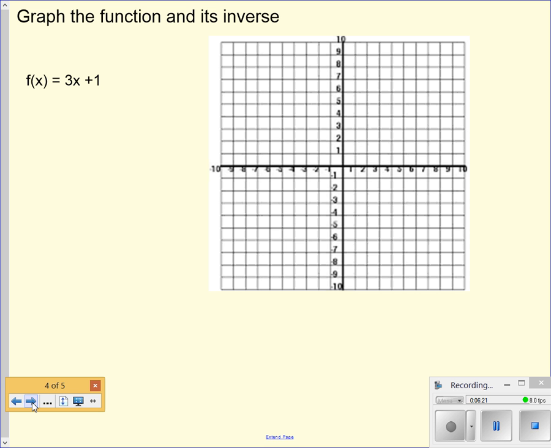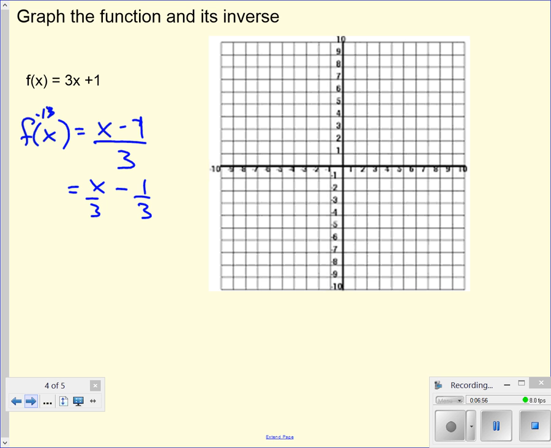So beyond that, we want to see what happens when we graph the function and its inverse. So right now I have this function f of x is equal to 3x plus 1, and its inverse for that is going to be equal to x minus 1 over 3. So I just did the reverse BEDMAS. So this is going to be equal, essentially, just in a more y equals mx plus b notation, I have x over 3 minus 1 over 3.